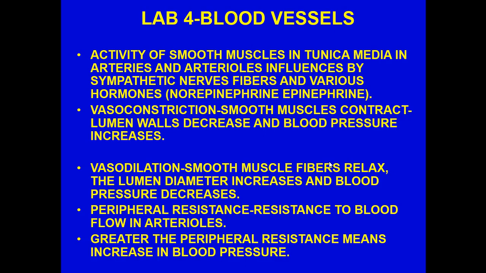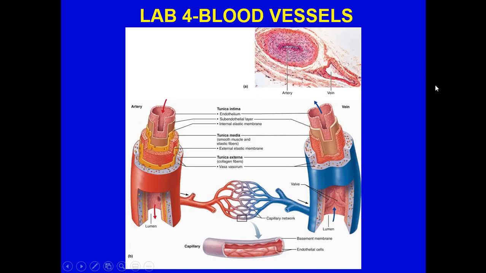Vasoconstriction is when smooth muscles contract, the lumen diameter decreases, and the blood pressure increases. Vasodilation is when smooth muscle fibers relax, the lumen diameter increases, and the blood pressure decreases. Okay? Peripheral resistance is defined as the resistance to blood flow in arterioles. The greater the peripheral resistance, the greater the increase in blood pressure, as you can see here.